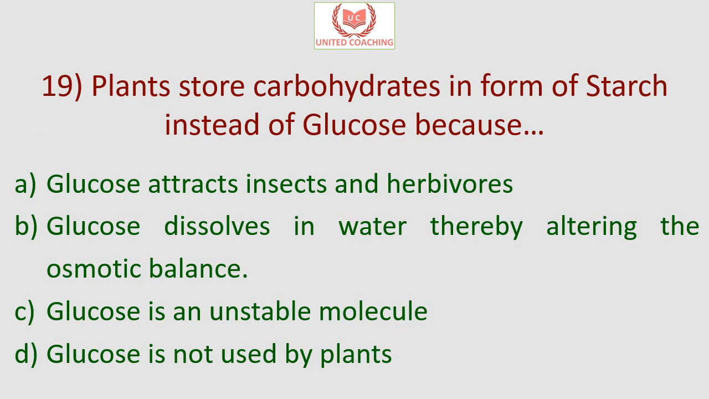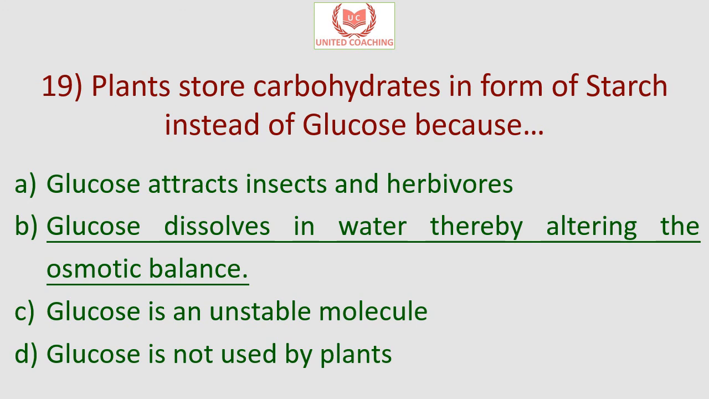Our next question is: plants store carbohydrates in the form of starch instead of glucose because glucose attracts insects and herbivores, or glucose dissolves in water thereby altering the osmotic balance, or glucose is an unstable molecule, or because glucose is not used by plants. So the answer is glucose dissolves in water thereby altering the osmotic balance.